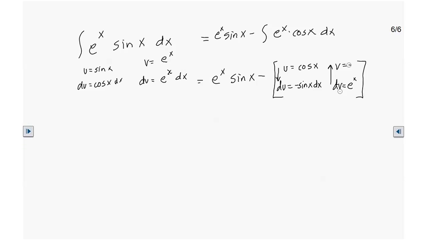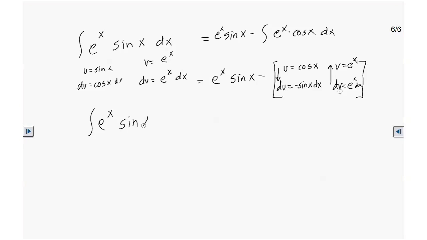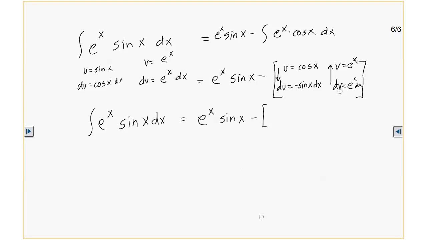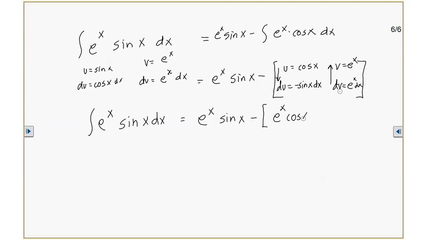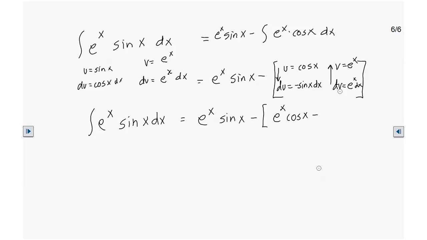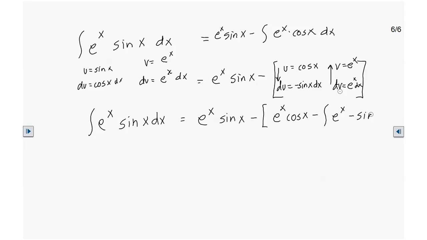V is equal to e to the x. All right, so I'm just going to rewrite everything. Antiderivative of e to the x sine of x dx is equal to e to the x sine of x minus, I'm going to do ultraviolet minus voodoo in brackets, cosine of x, e to the x, cosine of x, minus antiderivative of e to the x, negative sine of x dx.